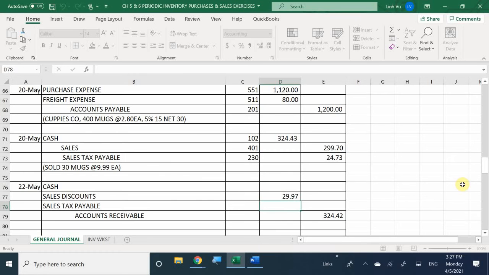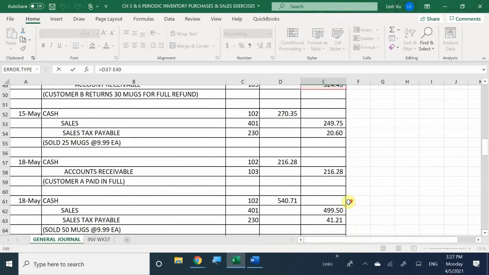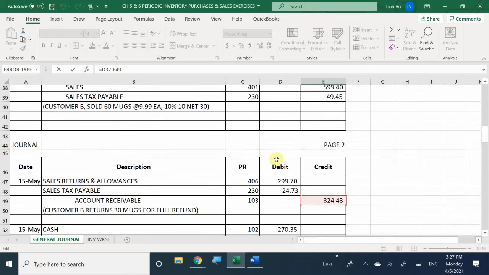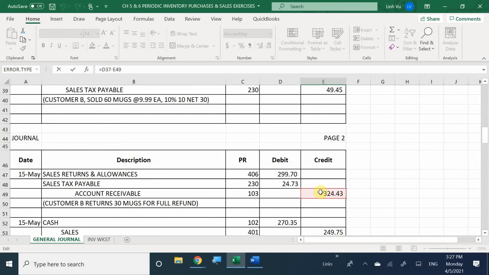And then how did we get the 324.42? That is because this is what we did. I took the original amount that we charged him for, which was the $648.85, because that's what the original purchase was for. And then I subtracted out what I refunded to him for the 30 mugs, because he returned 30 mugs. So I just subtract those two numbers together to get the total amount that that person owes me.